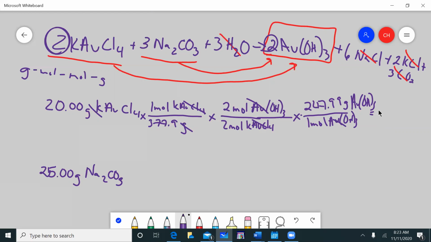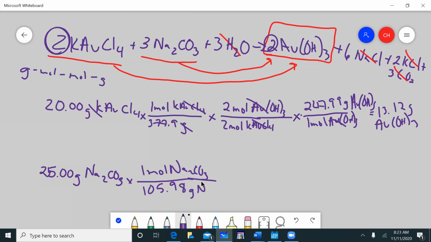When I solve for this, I get 13.12 grams of the AuOH3. Now you're not done. You've got to do the same process, but with the other reactant. So we have to go through this 1 mole of Na2CO3. That is equivalent to 105, so it's not quite as heavy, 0.98 grams of the Na2CO3. Then we need to compare coefficients to go from reactant to product.